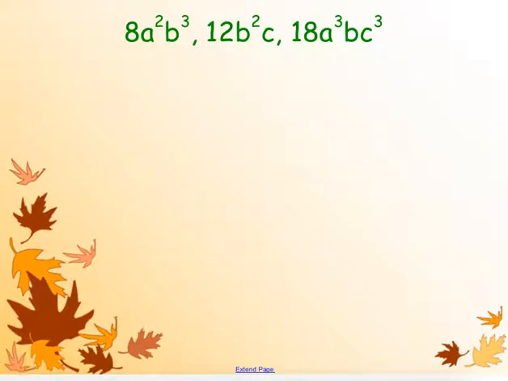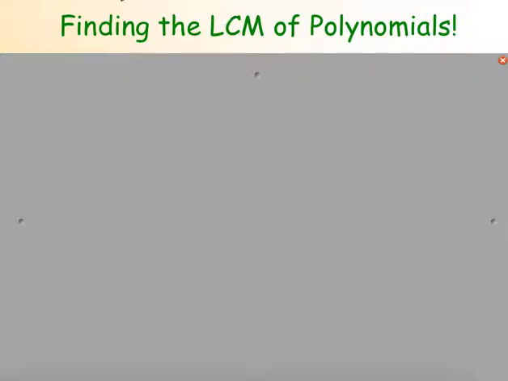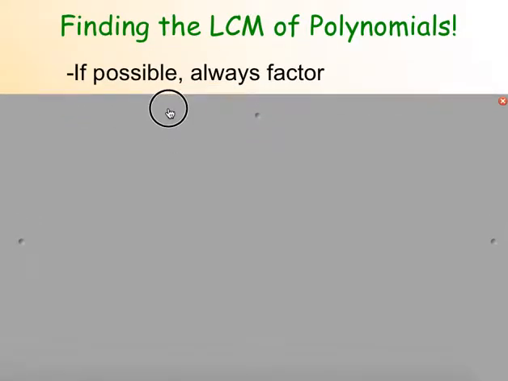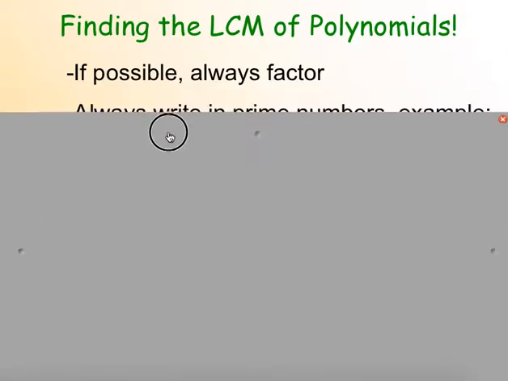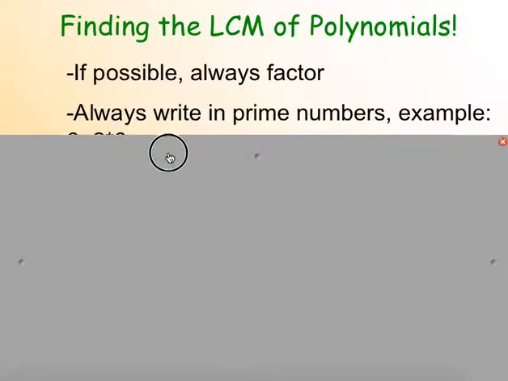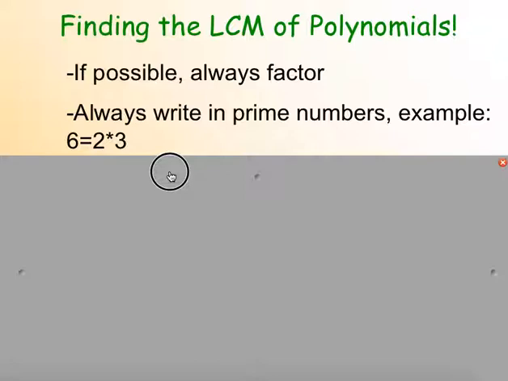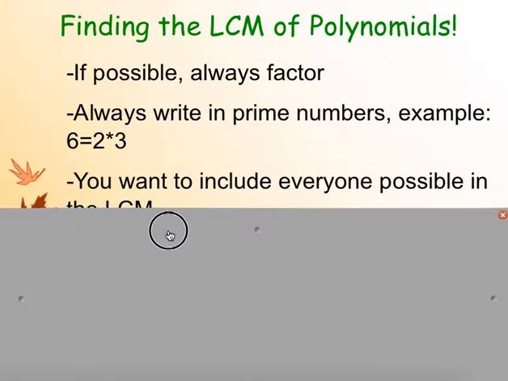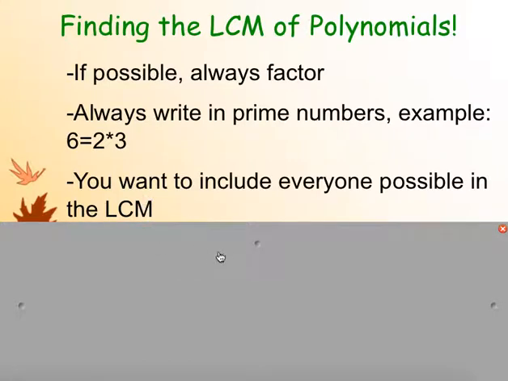Okay, you can try this one out on your own. Put it in its prime factorization, especially those coefficients, and figure out how much of each factor you need in your least common multiple. Now, with polynomials, if possible, we always have to factor first. Always write any of our factors in prime numbers. For example, if there's a coefficient outside of some parentheses, we would write it as 2 times 3. And you need to include all of the different factors in your least common multiple.